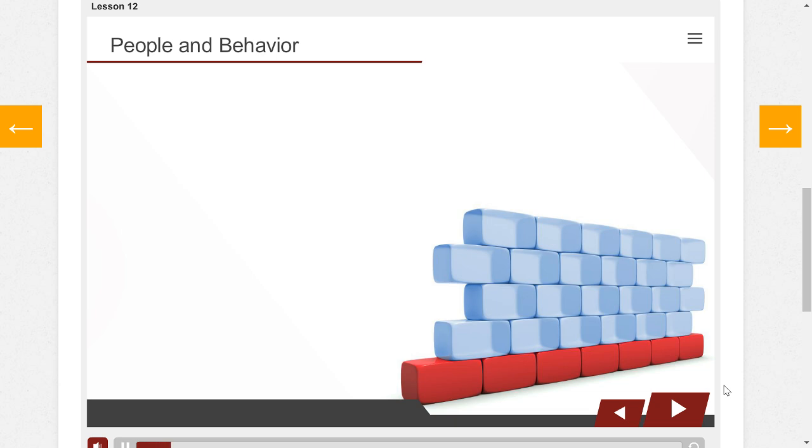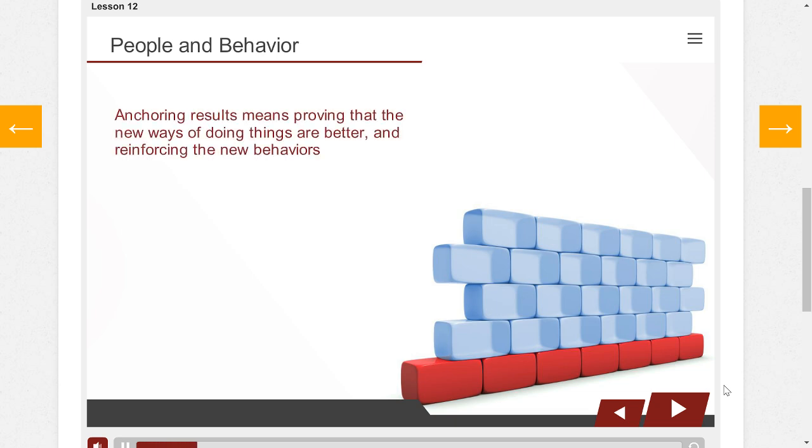Finally, we need to anchor results. This means proving that the new ways of doing things are better and reinforcing the new behaviors with incentives and rewards. We can prove the new way is better by using baselines captured before the start to show tangible, measurable benefits. We might also capture more intangible benefits like improvements in morale by using staff surveys and feedback.